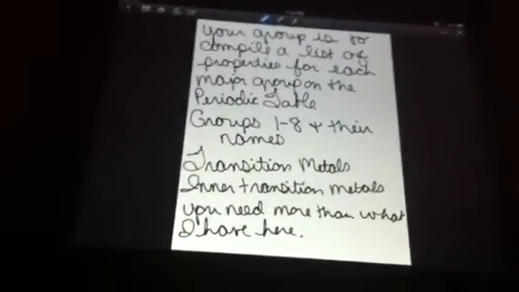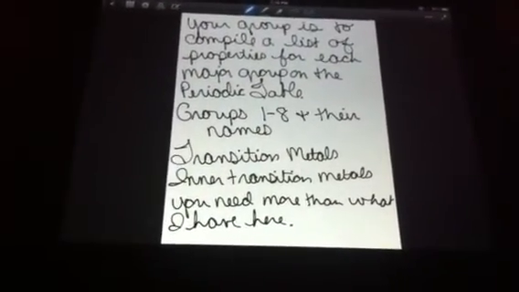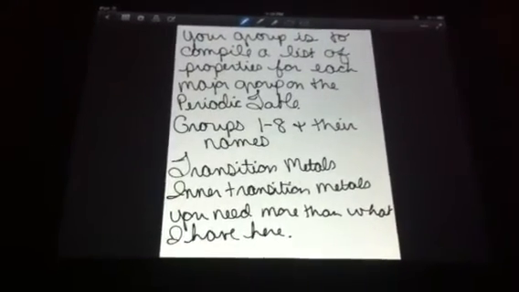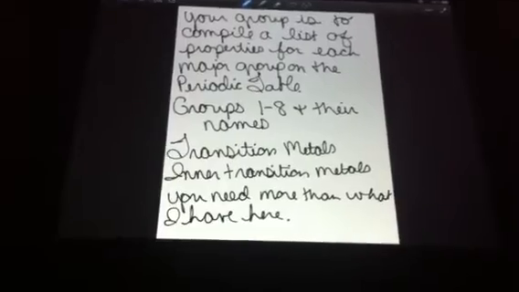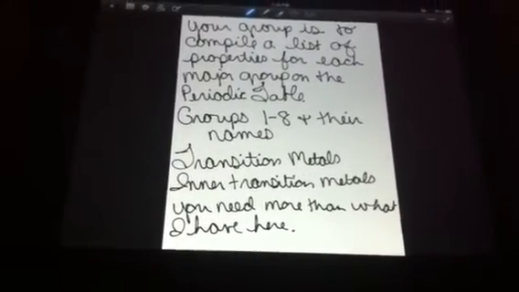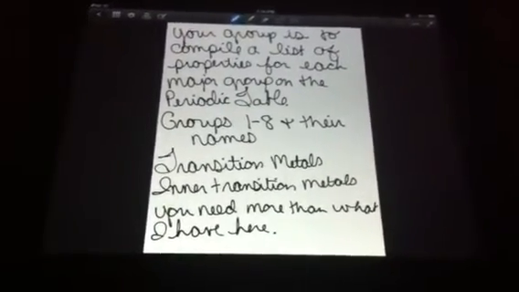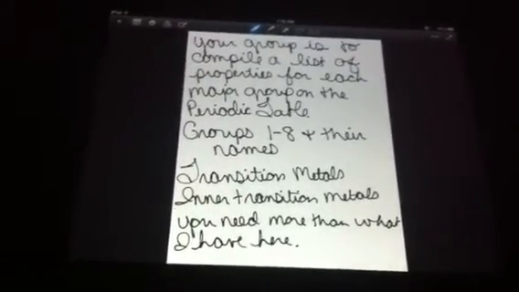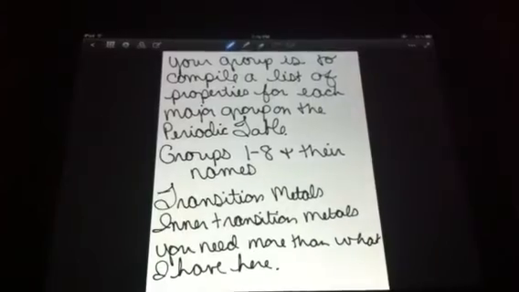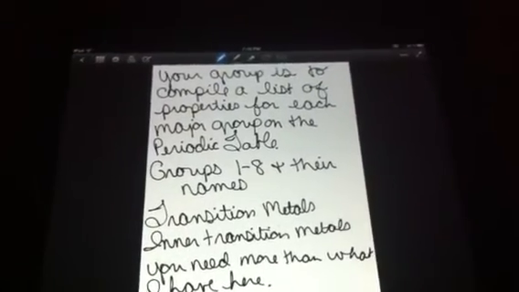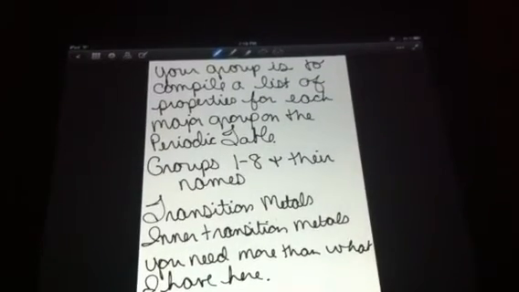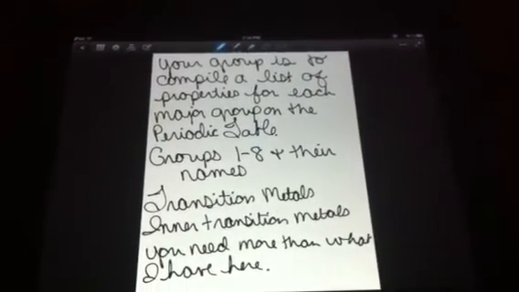Okay, so your assignment is you're going to compile a list of properties for each major group on the periodic table. Groups 1 through 8 and their names. Yes, some of them have names. Transition metals, inner transition metals. You need more than what I have given you here. Okay? Don't make a long list. Don't make it for an encyclopedia. Make it kind of brief. You're welcome to type these up and print these off, but you're going to need to know these. You're welcome to look through my notes as well, and you're welcome to look at some of the videos I've put online for you.